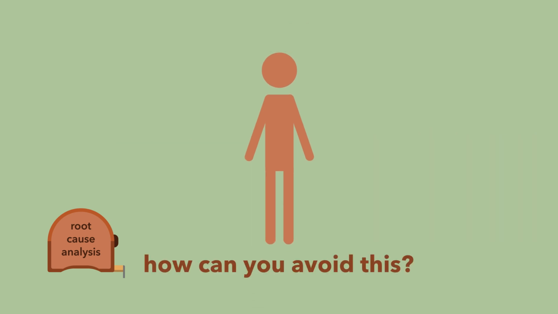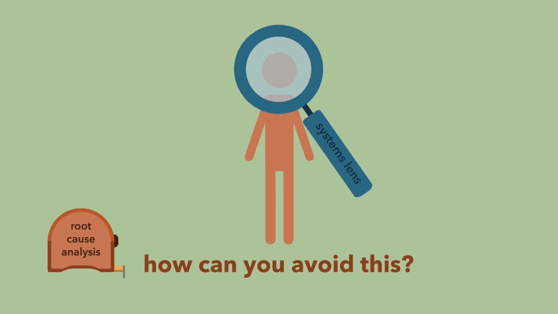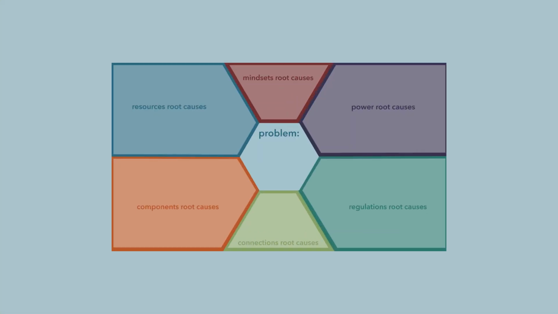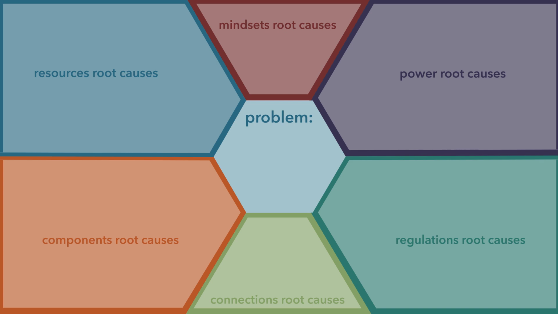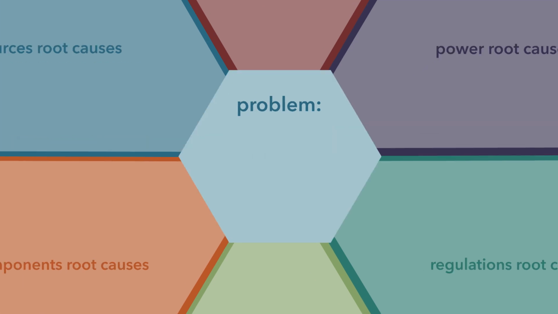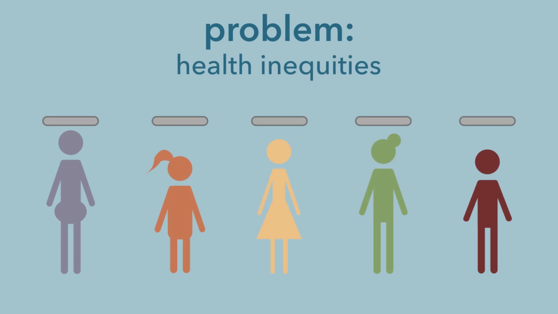How can you avoid this? Help people consider a wide range of causes by adding a systems lens to your root cause analysis. Let's look at 6 different types of system root causes you could consider. Let's talk about each of these system root causes related to the problem of health inequities, or differences in health outcomes across groups of people.